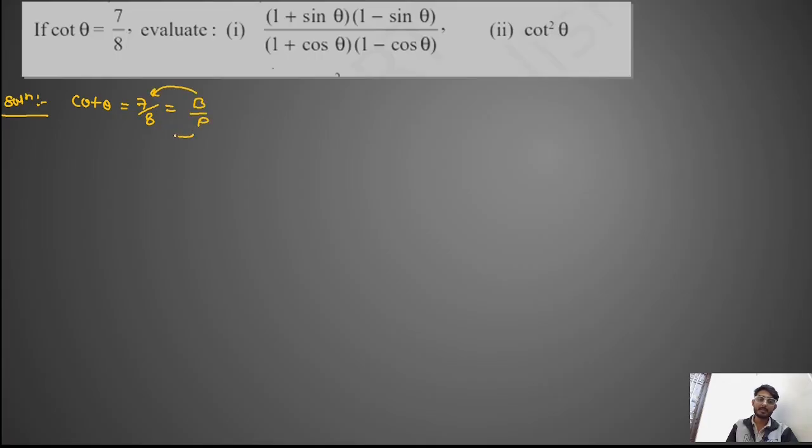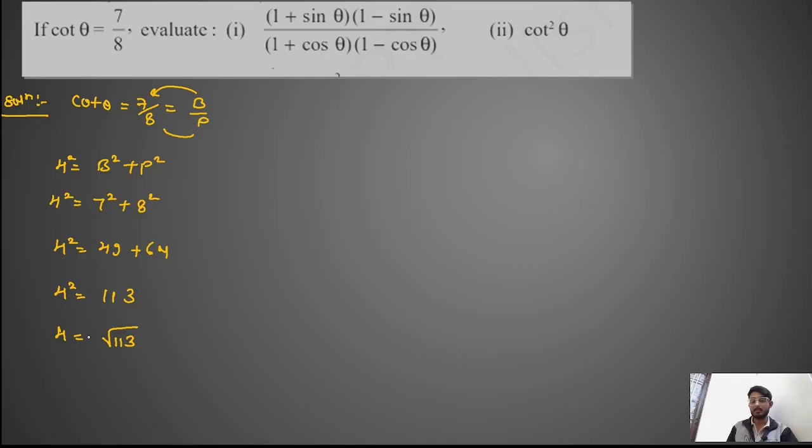So here cot theta equals base upon perpendicular. Here 7 is base and 8 is perpendicular, so hypotenuse square equals base square plus perpendicular square. Hypotenuse square equals 7 square plus 8 square. Square of 7 is 49, so 49 plus 64 is 113. So hypotenuse equals square root of 113. There is no natural number square root of 113, so we will write it as root 113.